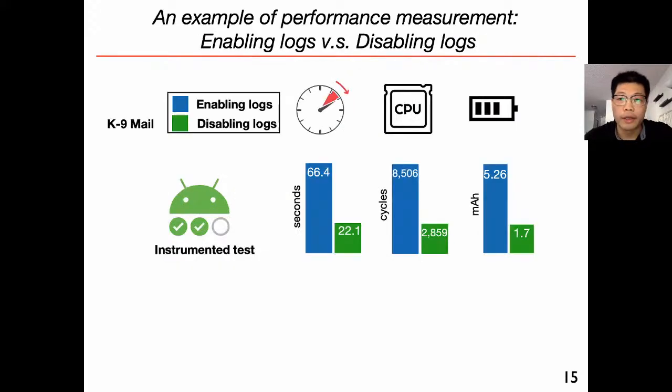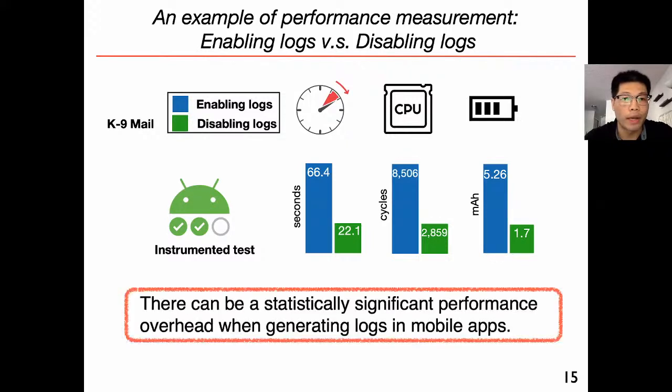Finally, we found that there can be a statistically significant performance overhead when generating logs in mobile apps. The maximum performance overhead is observed in our instrumented test in the K9mail application. The response time and the battery consumption with logging enabled is around 3 times that without logging statements. Our results call for the need for automated approaches and also tooling support for logging decisions in mobile app development.